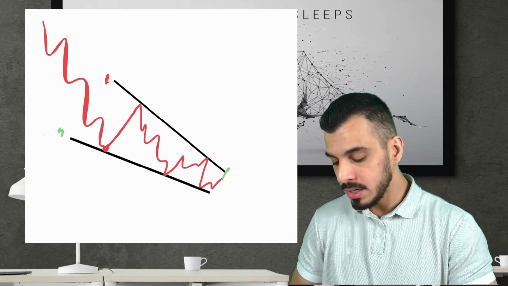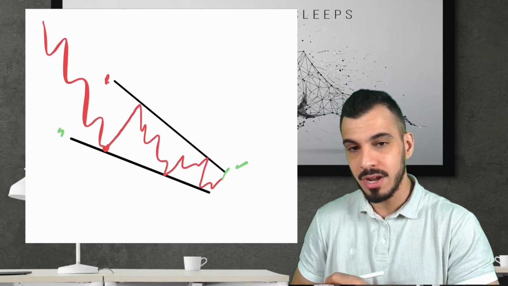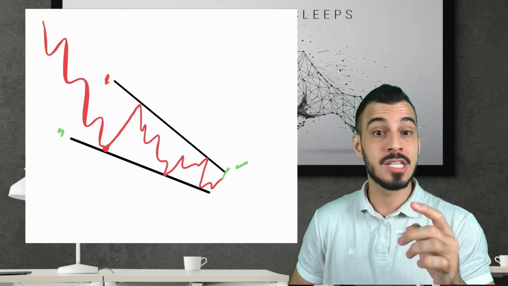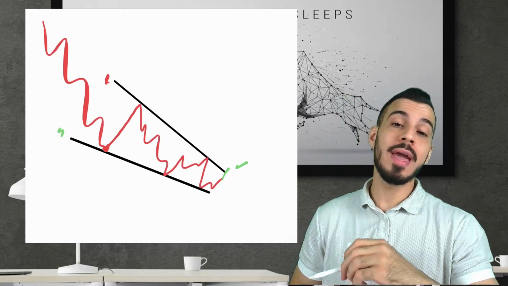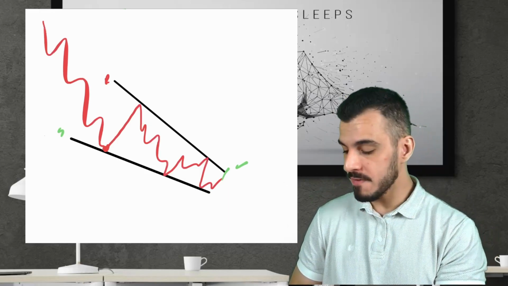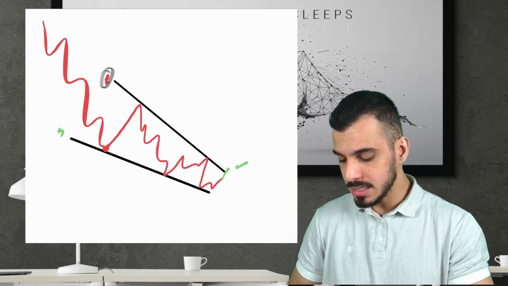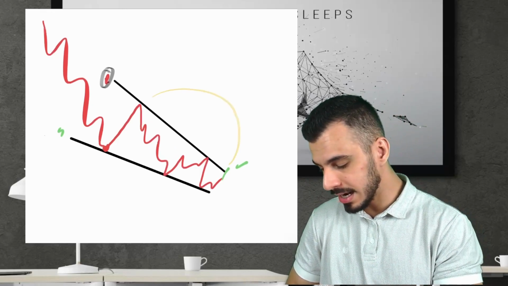Once we see this happening, you know already we have the check right here. That's our entry point, and the target for this one is going to be all the way up to the highest test of this resistance. So it means in this case it would be all the way up to this level right here.